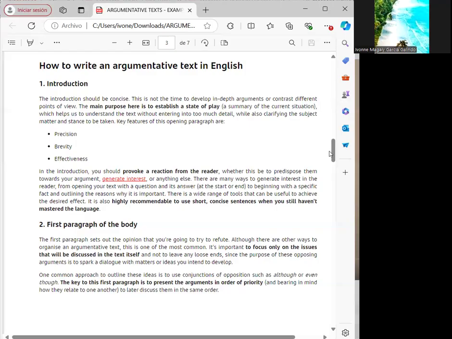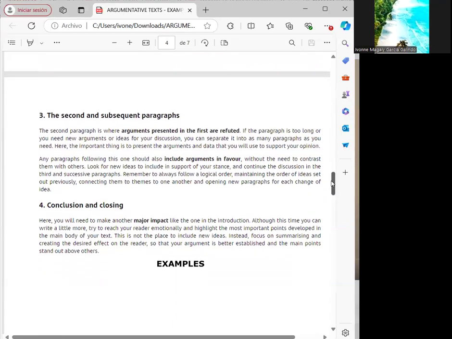In the first paragraph of the body, the key is to present the arguments in order of priority. So you have the introduction, then you have the first paragraph. In that paragraph, you can introduce the main arguments of your point of view. And then you develop those arguments in the second and third paragraphs. And at the end, you have to conclude.